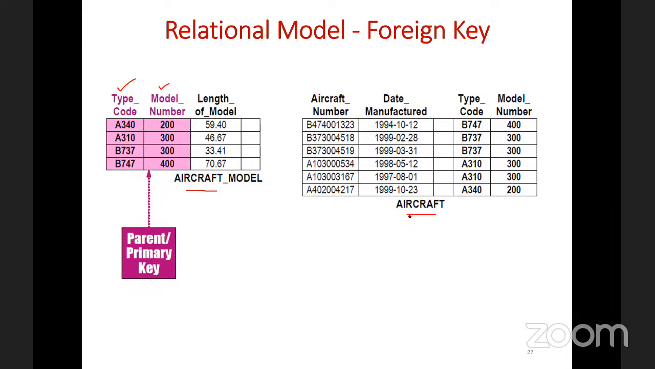Now there is another table, aircraft. In this aircraft table, you can see that this type code and model number are being used. But this type code and model number are the primary key in this other table. So this table is called the parent table. And here, type code and model number will get their value from this main table, right? So this is your child table and this is your parent table.